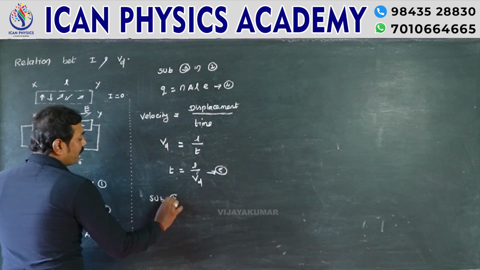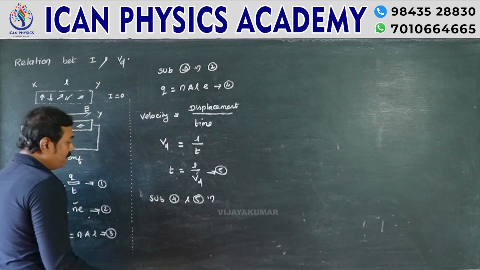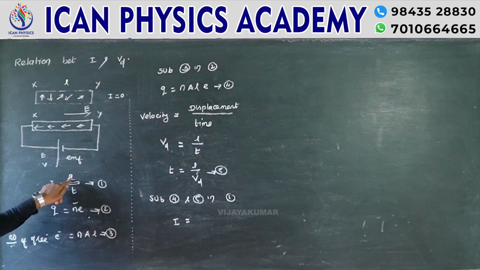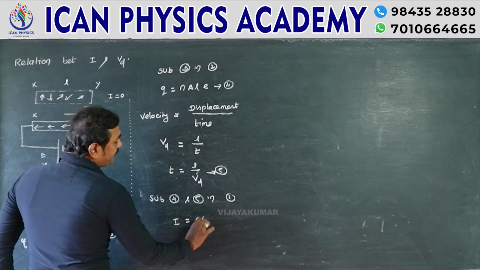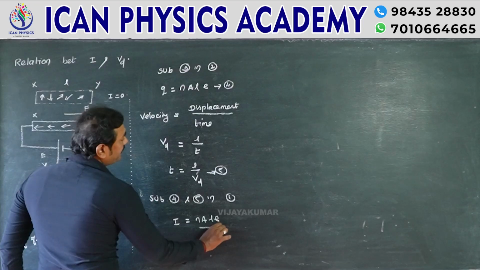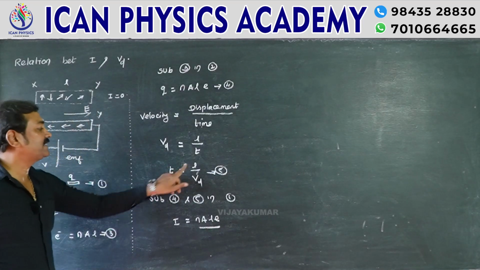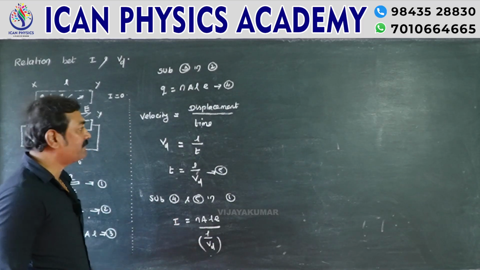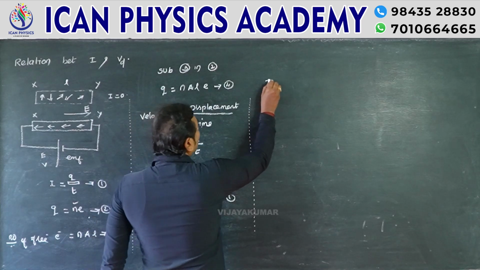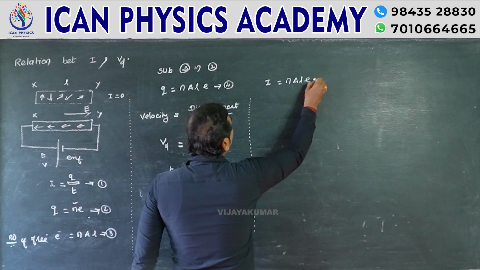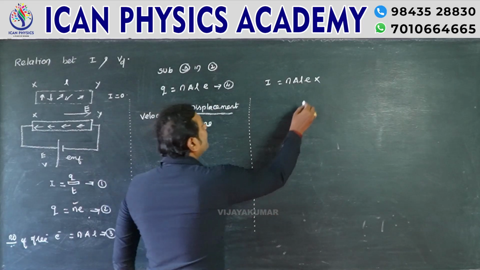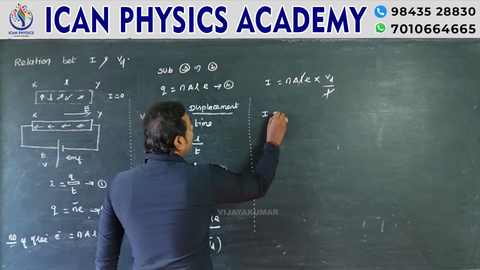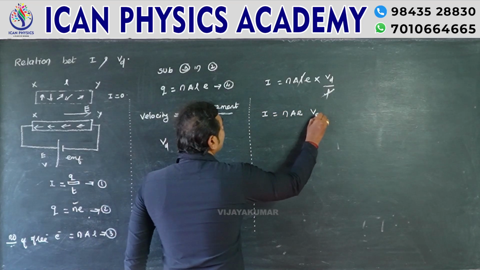Now substitute 4 and 5 in 1. So I equal to Q. What is the value of Q? N A L into E, divided by the time taken. What is the value of time taken? L by VD. Now the L by VD becomes a reciprocal. So I equal to N A L E into VD by L. Now L gets cancelled. So I equal to N A E into drift velocity.